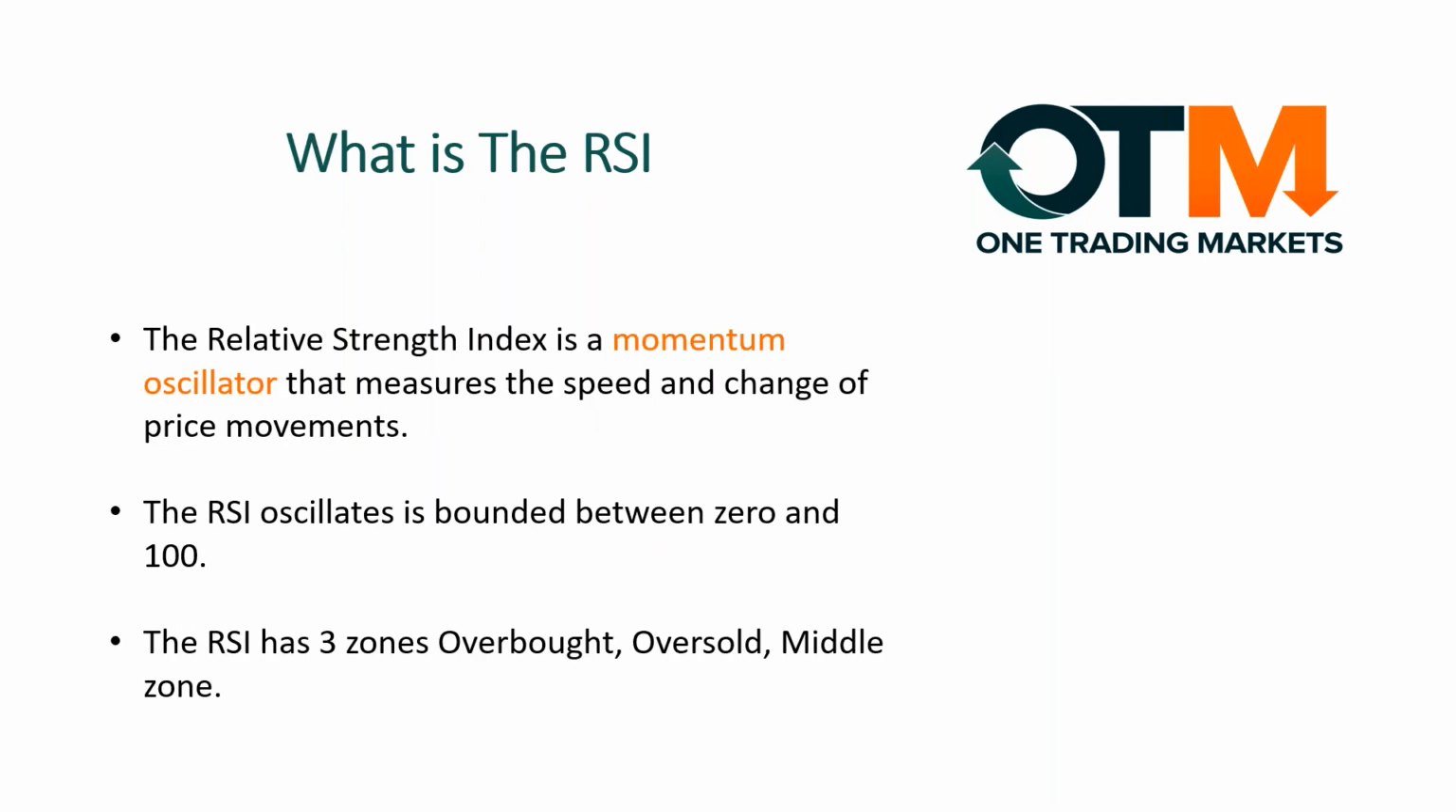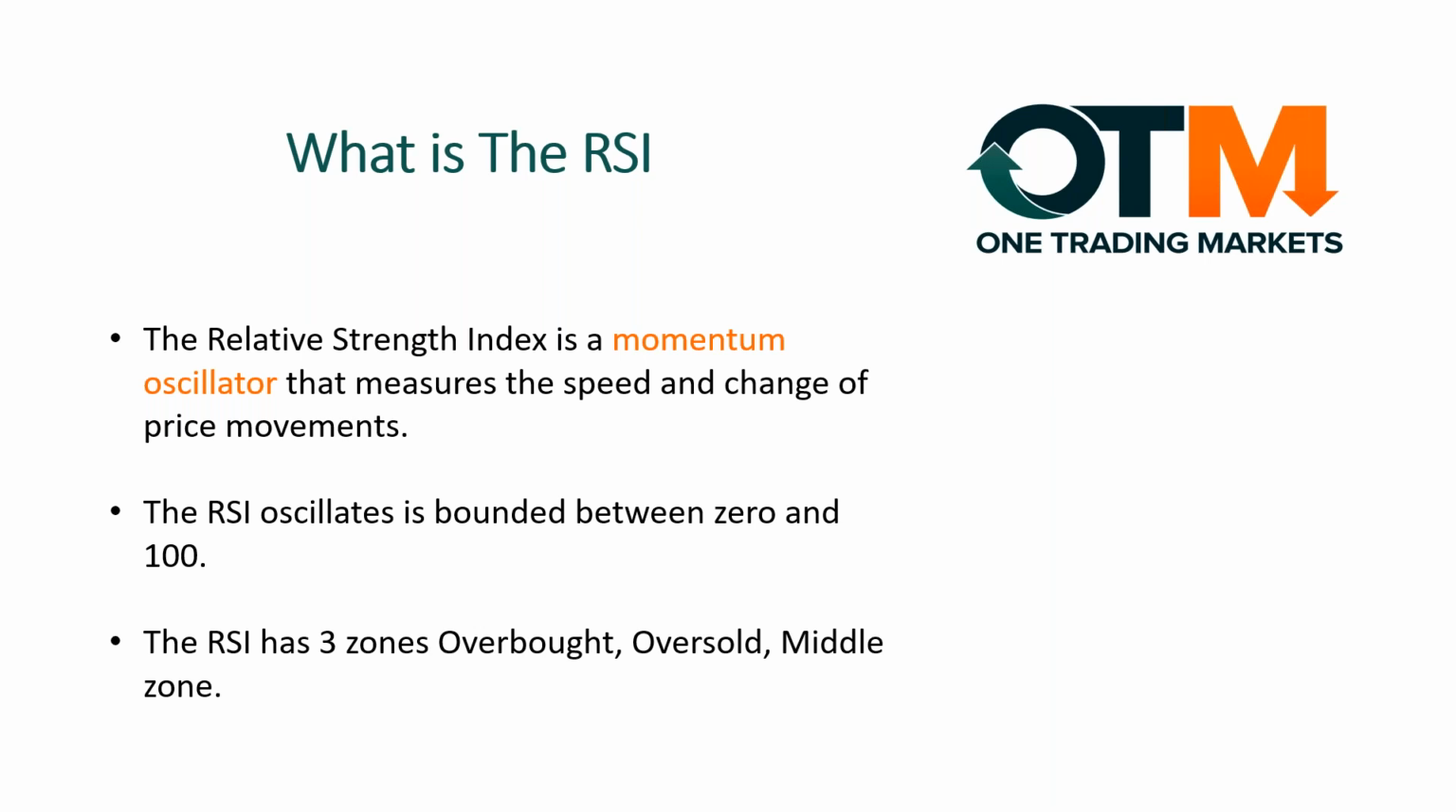So first, what is the RSI? The RSI, or the Relative Strength Index, is a momentum oscillator. It basically calculates the momentum of the market. So it measures the speed and change of the price movement. The RSI oscillator is bounded between 0 and 100. So the result will always be between 0 and 100, and that's what gives us basically the overbought and oversold zone, which you're about to see right now.